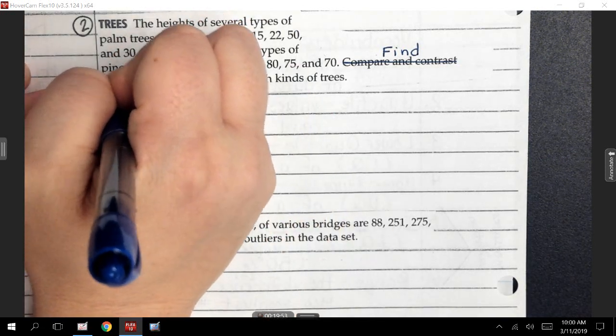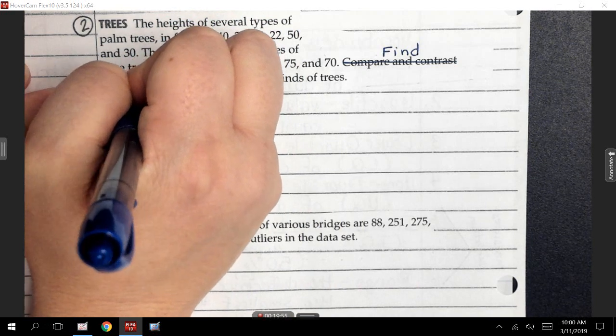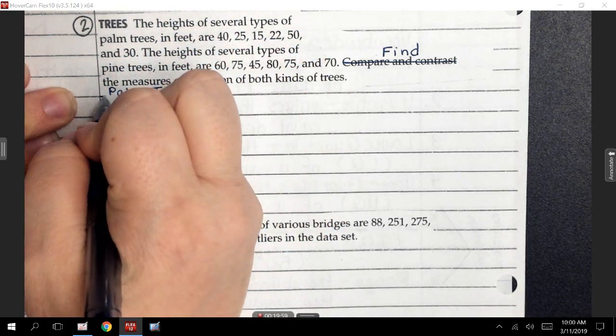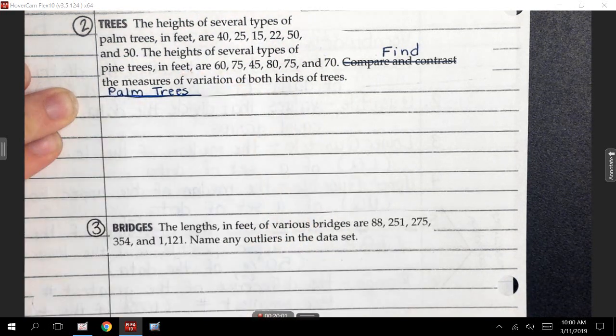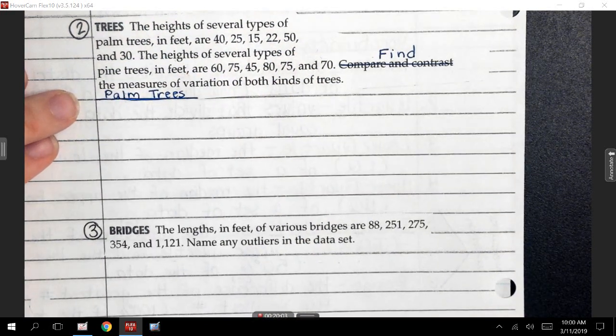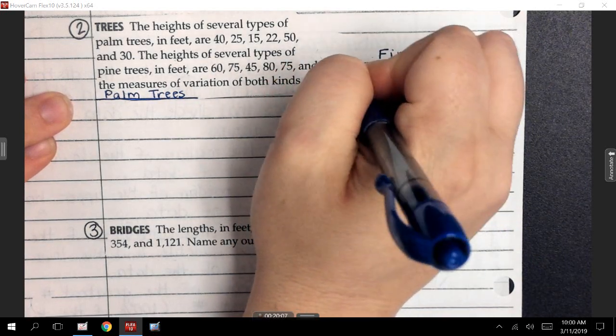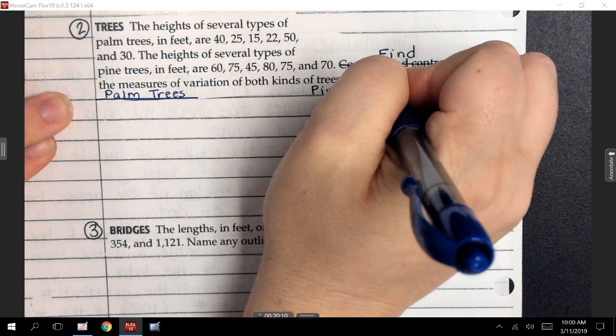And guys, I'm going to need as much room as possible. So that line that's kind of cut off, I'm labeling that as my palm trees to save as much space as I can for my work. Y'all see how I wrote palm trees right there kind of in the middle? And then I need pine trees as well. Pine trees.